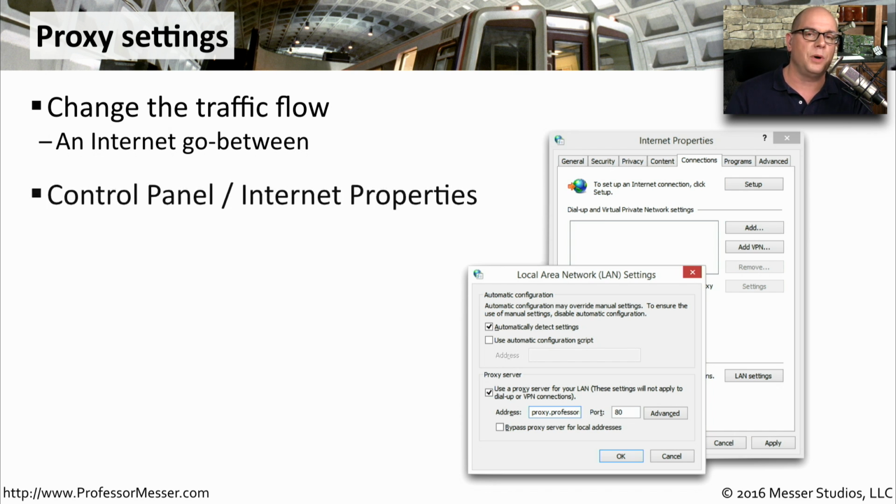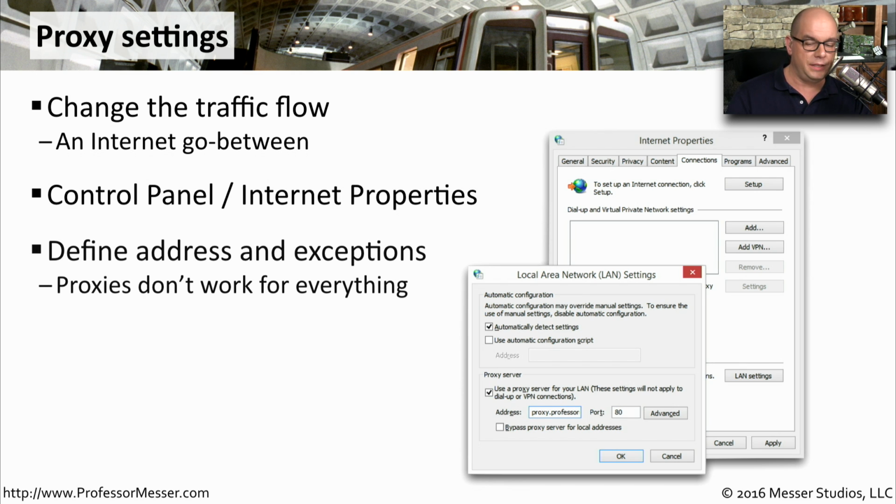You would configure these proxy settings in the control panel under Internet Properties. Under these settings, you would configure the IP addresses of the proxy, and you would also include any exceptions. Not everything can be proxied, so you want to be sure that any of the communications that go outside of the proxy are properly defined in this exception list.